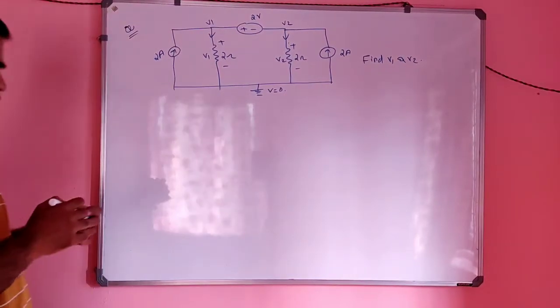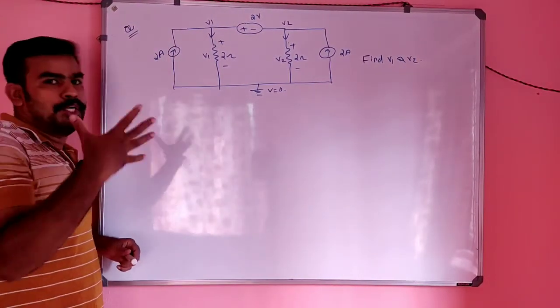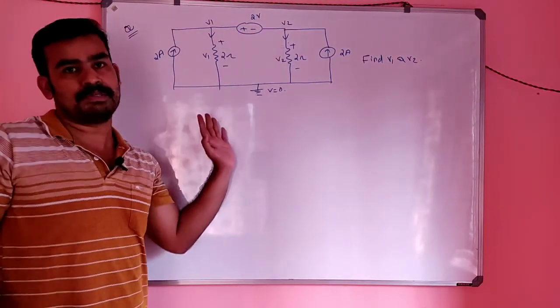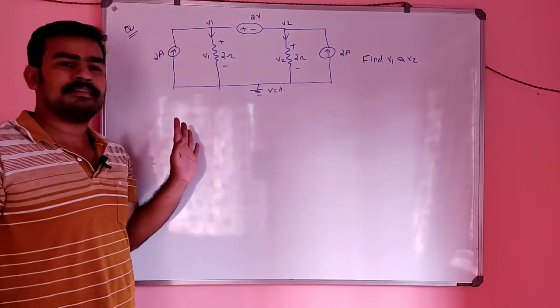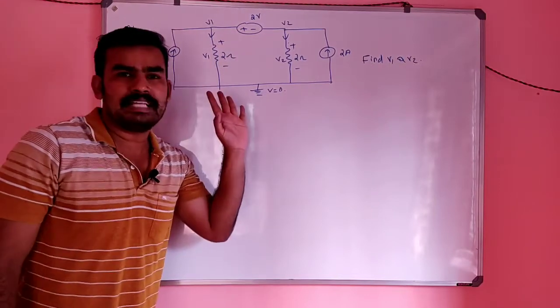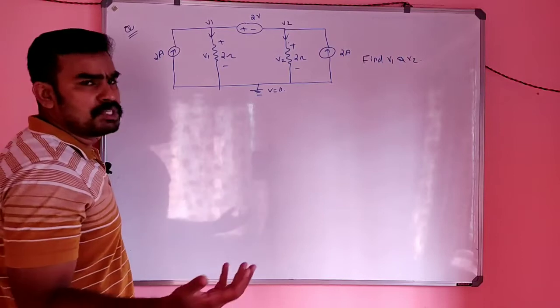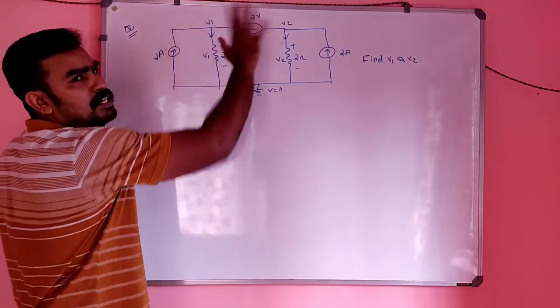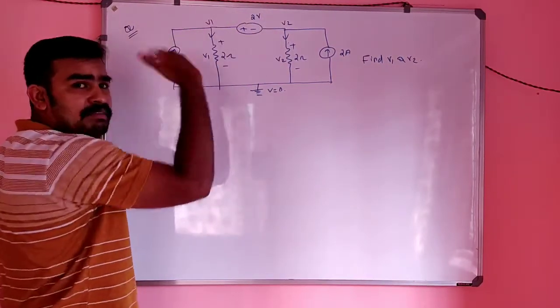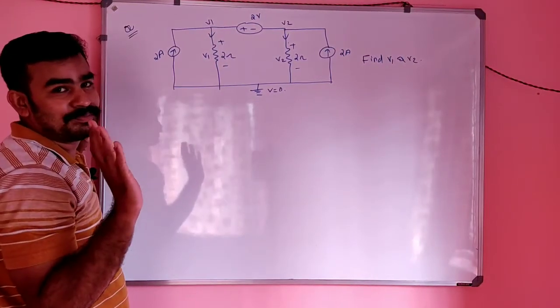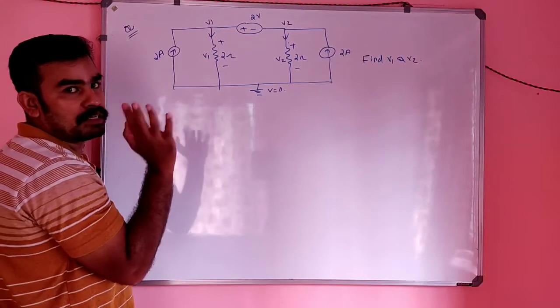So this is our first step: assuming certain nodes, marking them, and assuming some current value. I assumed all. And there is an issue, because in previous questions, there was nothing in between the two nodes, or at least you could see some resistor there, maximum, that's all.